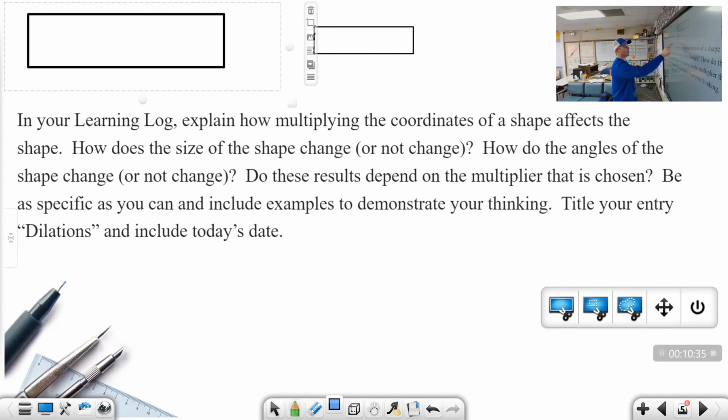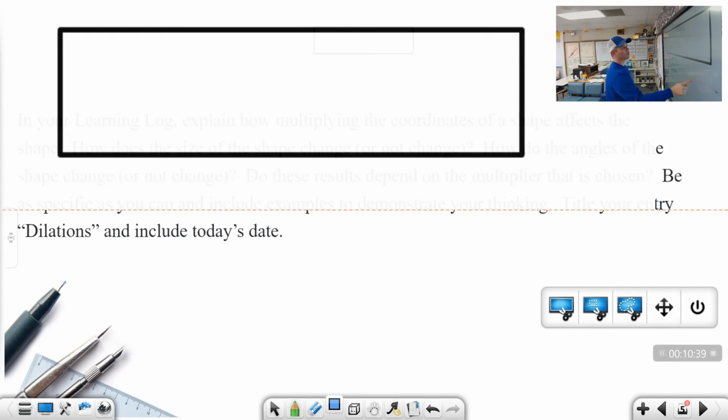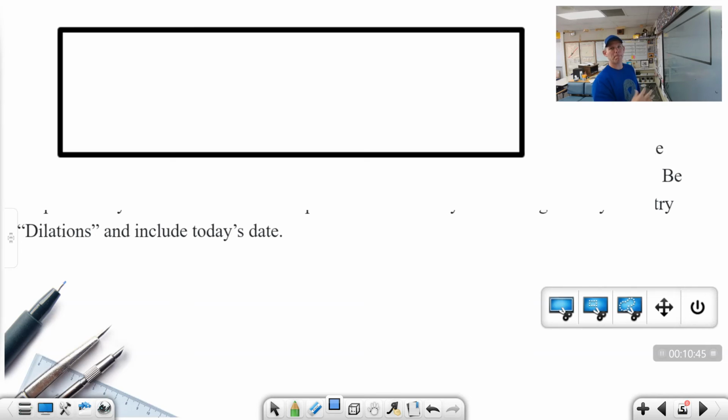okay, notice what happens to the shape. Notice the shape is very similar to the shape. I am dilating it bigger and smaller. I am zooming the shape in and out. The shape still looks like the rectangle. The image still looks like the image. It's just getting smaller or bigger.